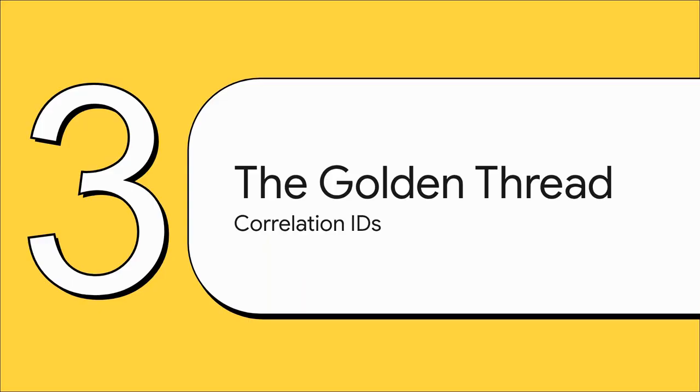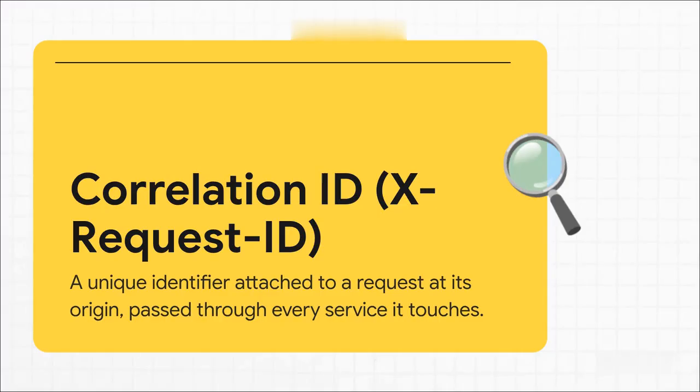Okay, so how do we fix this? How do we get from that absolute chaos to crystal clarity? Well, the answer is actually surprisingly simple. It's this powerful little concept called a correlation ID. I love this. I think of it as the golden thread. So what is a correlation ID? Well, at its core, it's nothing fancy. It's just a unique string of characters. You'll often see it in a header, something like X-Request-ID.